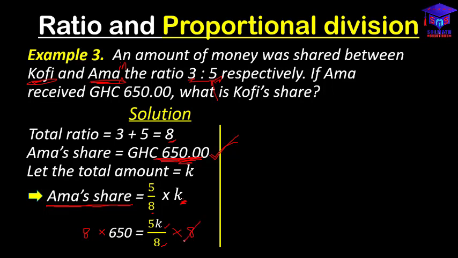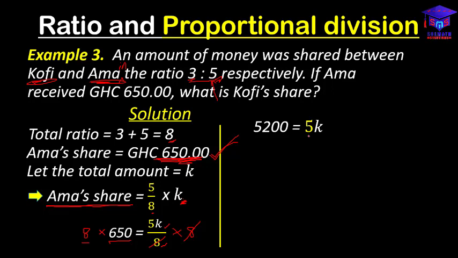So that this 8 will cancel this 8 over here. By so doing, we have 8 times 650, and that will give us 5,200 is equal to 5k. Good. So 5,200 is equal to 5k.